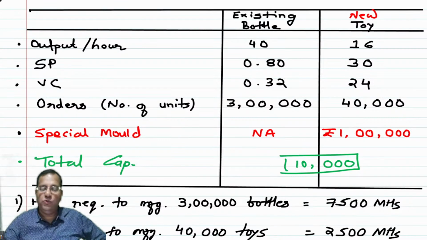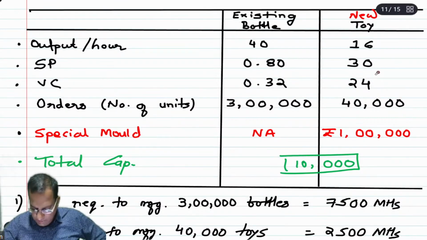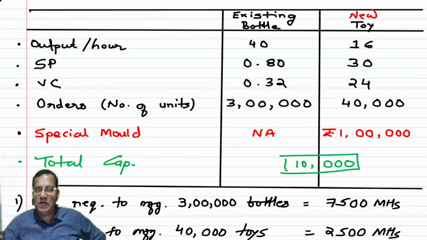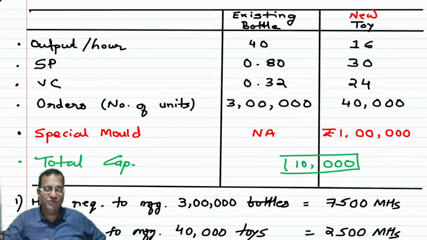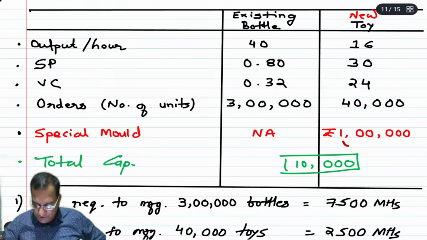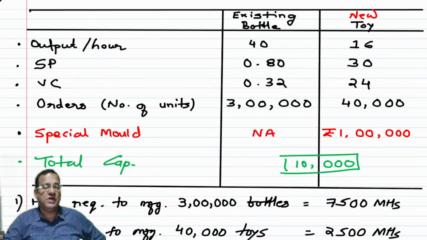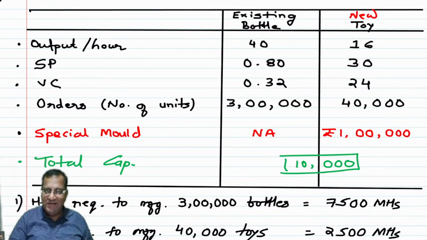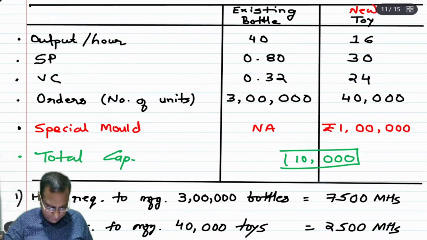So let's check what contribution we can earn. The contribution is ₹6 multiplied by 40,000. How much does 6 multiplied by 40,000 come to? It's 2,40,000 rupees of contribution. But to earn this 2,40,000 of contribution, we have to incur ₹1 lakh towards the special mold. Still, we are left with an extra contribution of 1,40,000. Therefore, we will accept this new toy order since it will increase our overall profit by ₹1,40,000. Any doubt, beta, in this calculation? Please communicate to me.